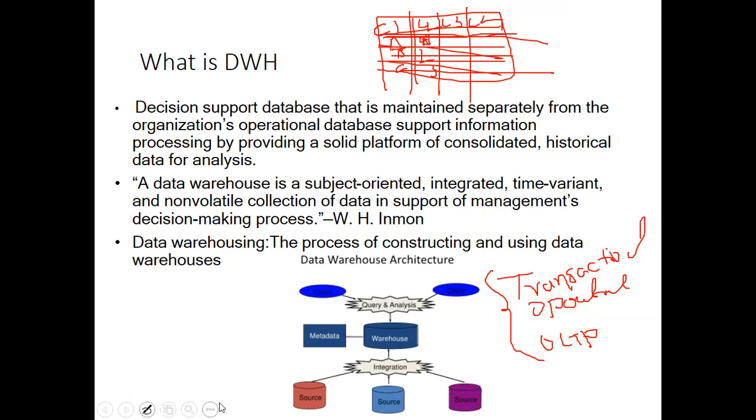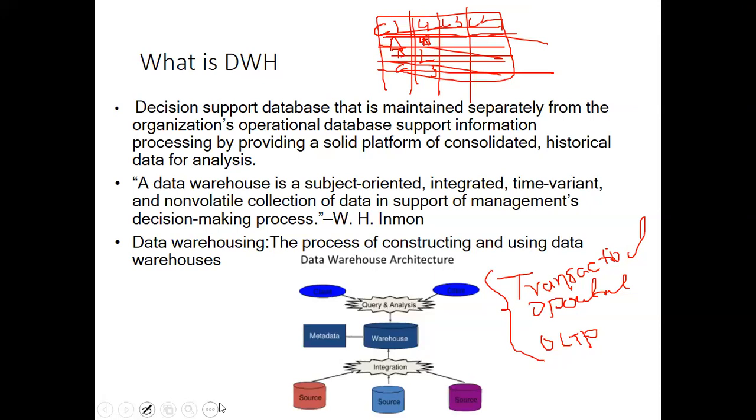Now, let us talk about some of the basic definitions of the data warehouse. A decision support database that is maintained separately from the organizational operational database supports information processing by providing a solid platform for consolidated historical data for analysis. So it's also called a decision support database, because you're taking the decisions out of the database.